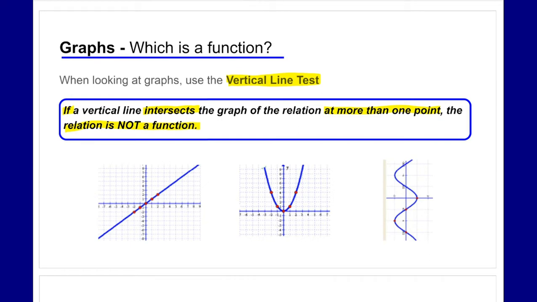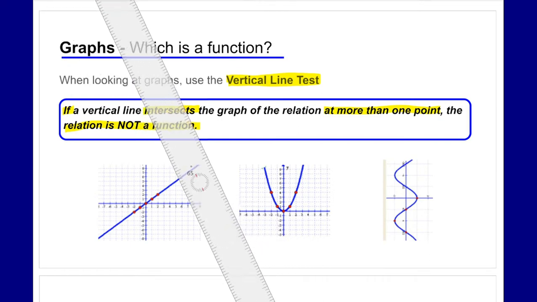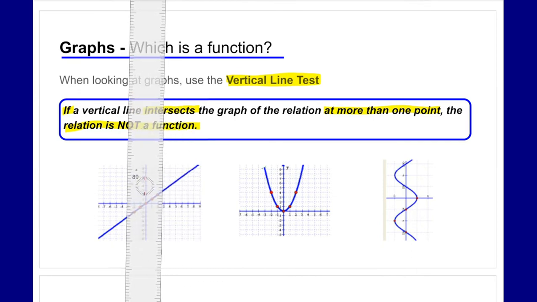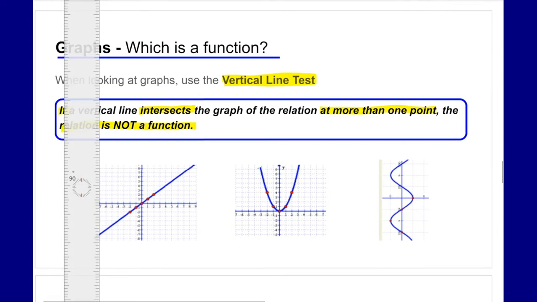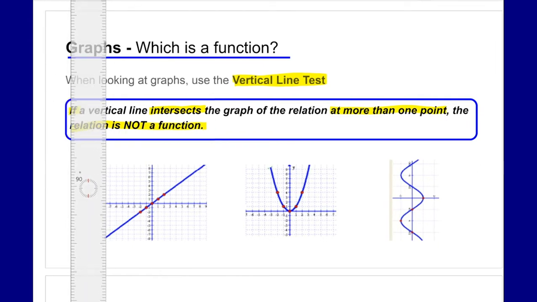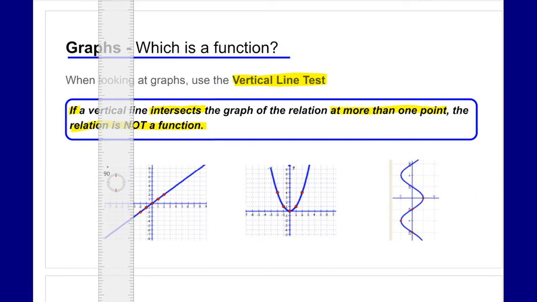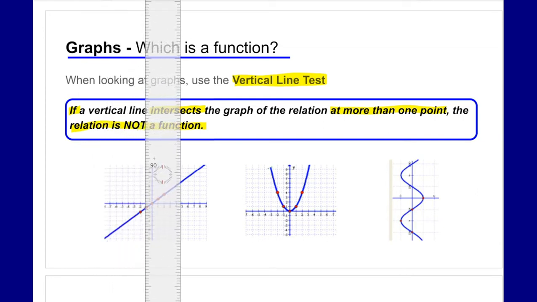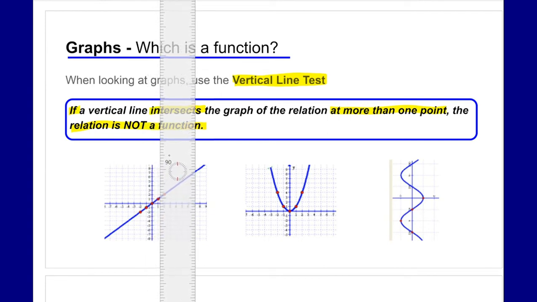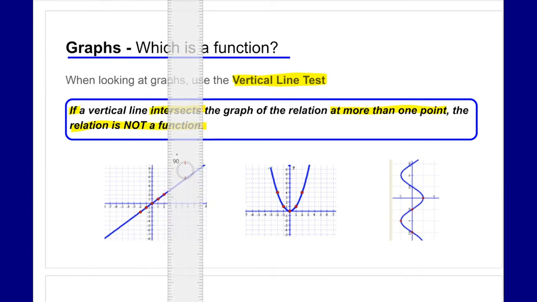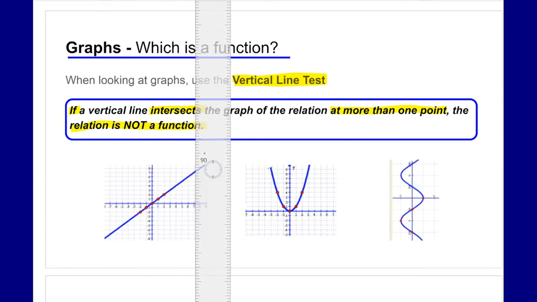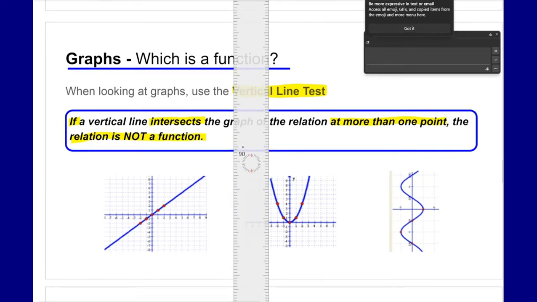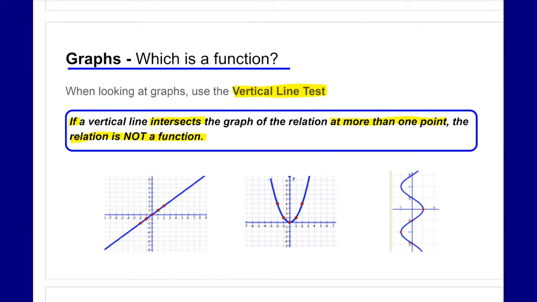So I'm going to bring out a trusty little ruler here, and let's take our vertical line and move it across our graph. In the first one, we go left to right, and we can see that our ruler is only hitting the graph once. Everywhere we go, it's only hitting our line at one point. So that means the first one is a function.